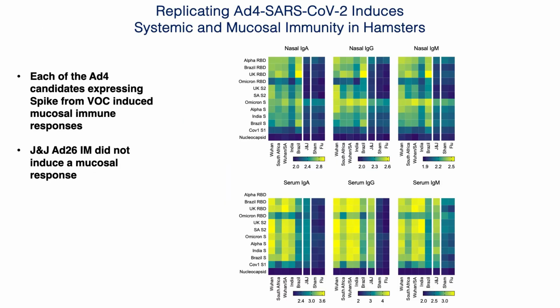We are collaborating with the group here at Dartmouth and looking at mucosal responses to the intranasal immunization of hamsters with an AD4 that expresses a SARS-CoV-2 transgene. On the top, I'm showing you the nasal response, and on the bottom, serum. Any of the recombinants that we've made that express Wuhan, India, Brazil, they all develop serum responses, as do hamsters that are given an intramuscular injection of the J&J vaccine. But importantly, intramuscular immunization gives you nothing above background in the nose with regard to IgA, IgG, and IgM, whereas we do see these nice binding responses in nearly all the animals after intranasal inoculation.